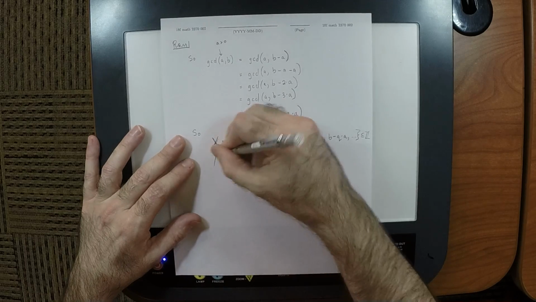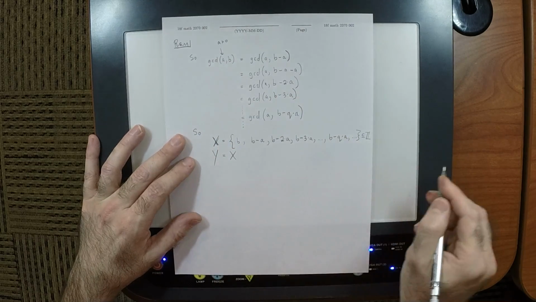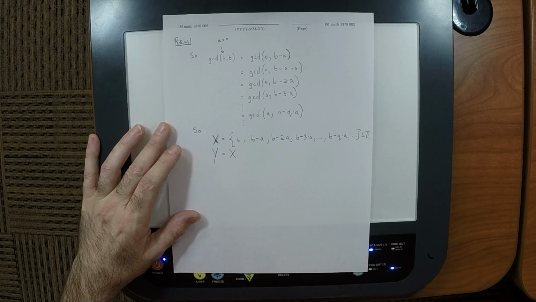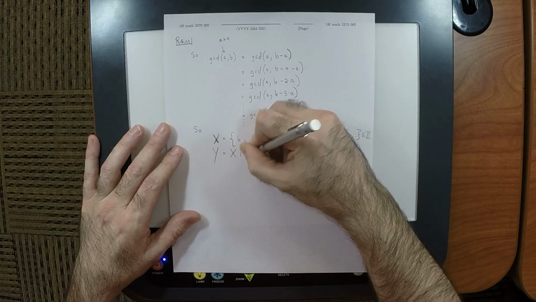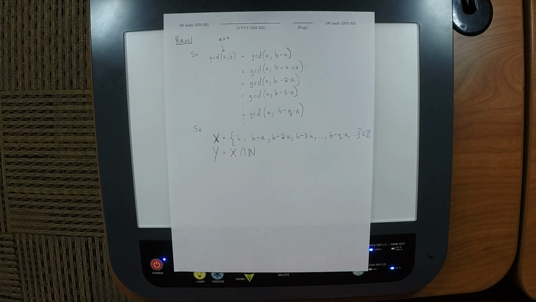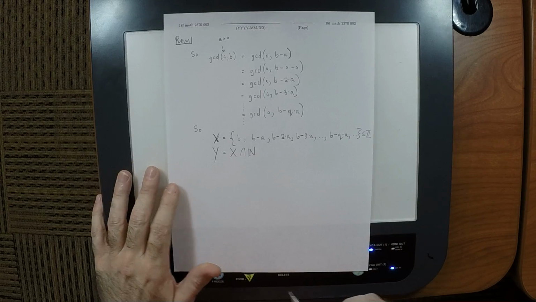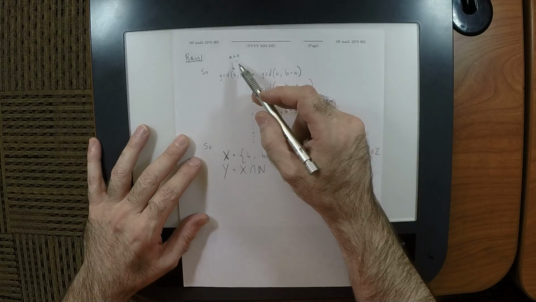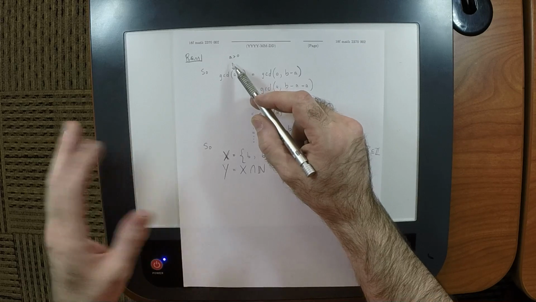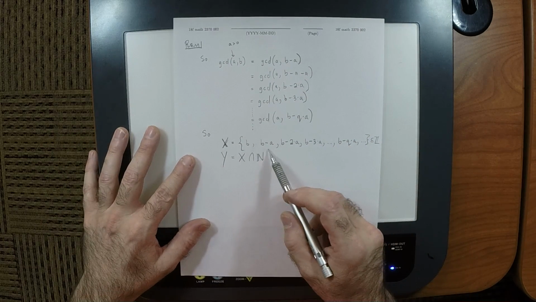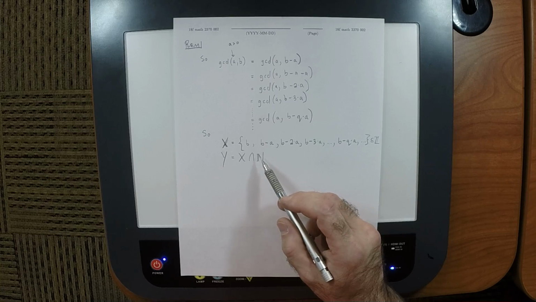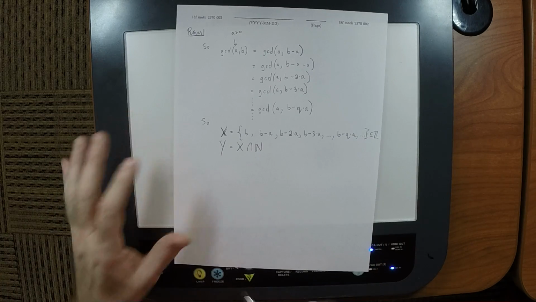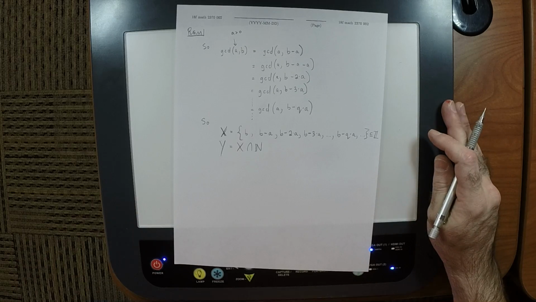So if I define Y to be equal to that set X, but I only want the ones that are natural, then is there anything at all in Y? Does Y have anything in it? Yeah. What's definitely in it? B. And if we furthermore say that A is less than or equal to B, then that means that that one is in there too. But at any rate, it's definitely not empty. And so what we're saying is that Y is a non-empty subset of the naturals.